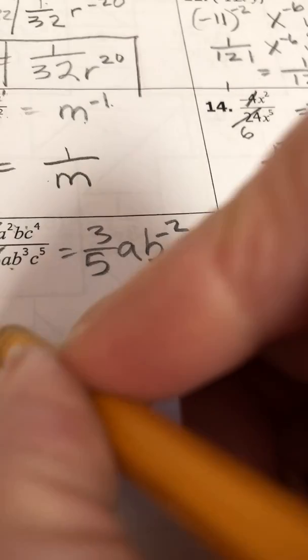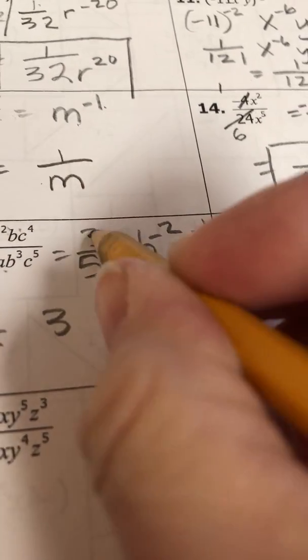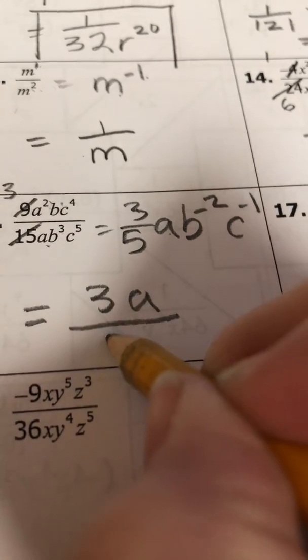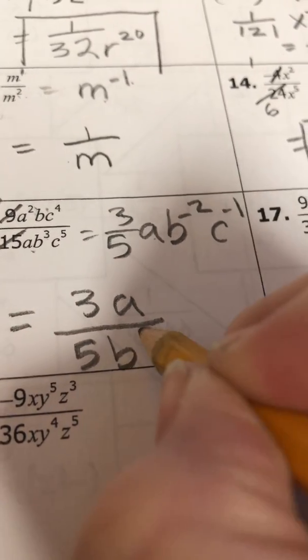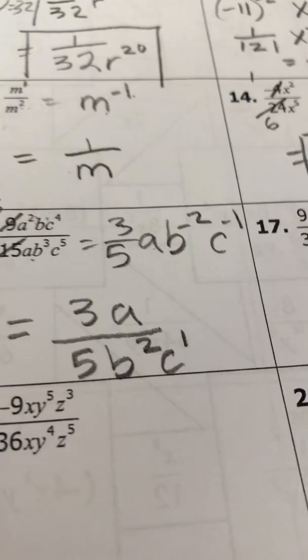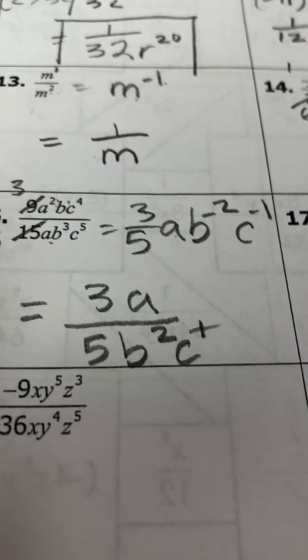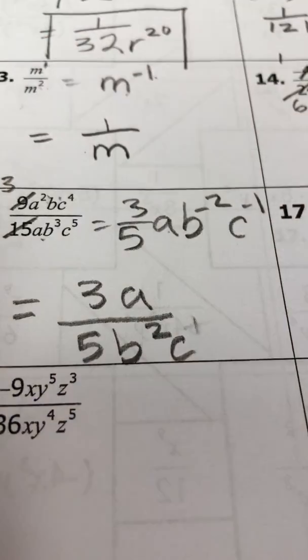So now I'm going to rewrite that. 3, and I have a positive variable up here. I'm going to end up with 5 b squared c to the 1st, which is really just c. You don't really need that first. It sometimes comes in handy.